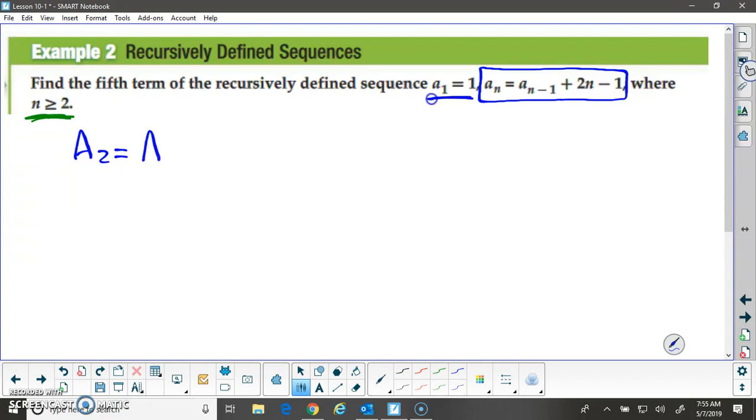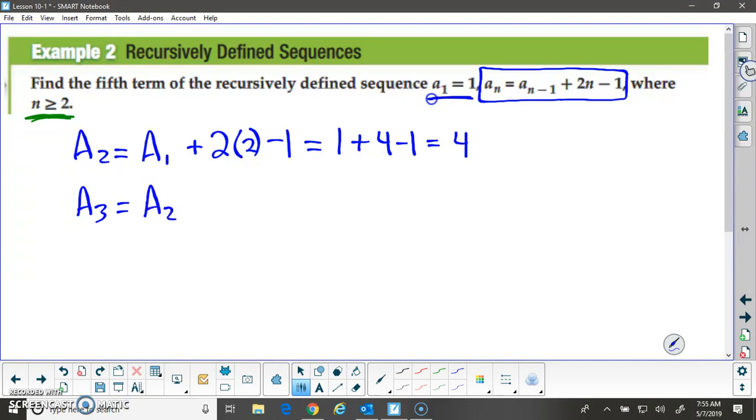And to find our second term, we're going to have to take our first term and then add 2 times 2 minus 1. Well, since our first term is 1, it's going to be 1 plus 4 minus 1, which gives us 4. So that's our second term. To find our third term, we're going to take the previous term, the second term, add 2 times 3, and then minus 1. So 4 plus 6 minus 1 gives us 9.